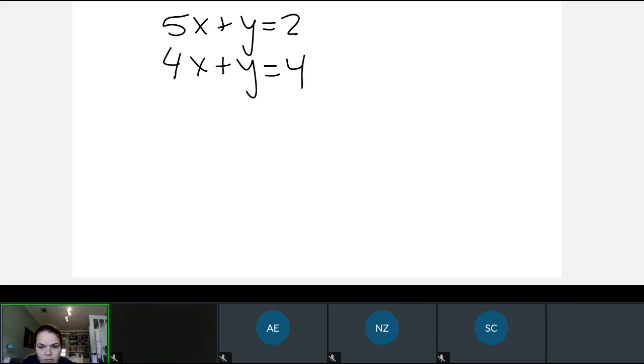Yes, you're right. So that would be 12. But then don't forget, Sky, you still have this 4y here. We didn't do anything with the 4y. So you should have 4y equals 12.